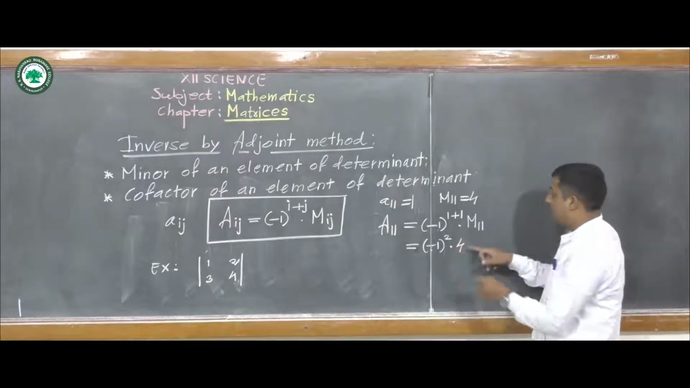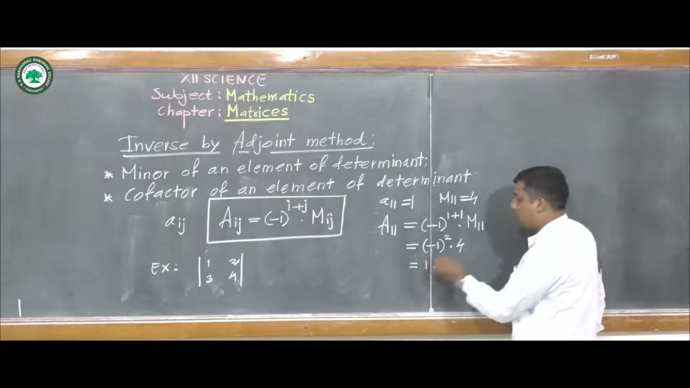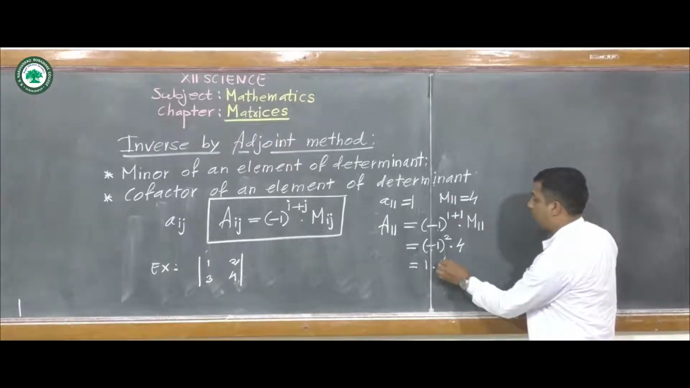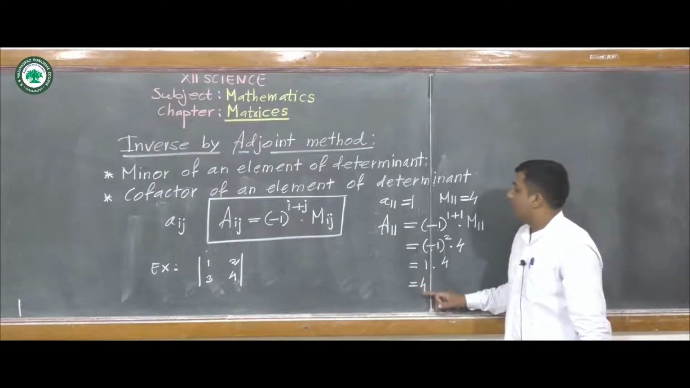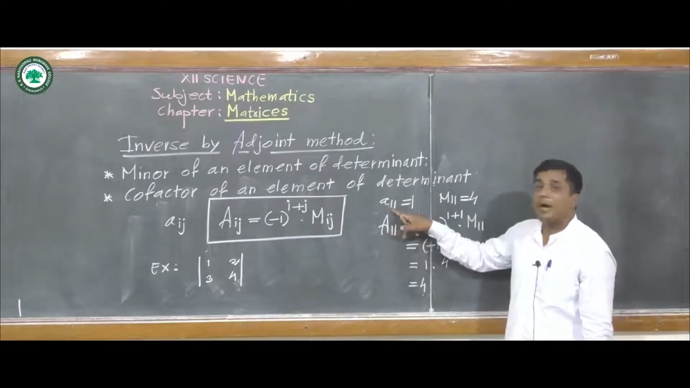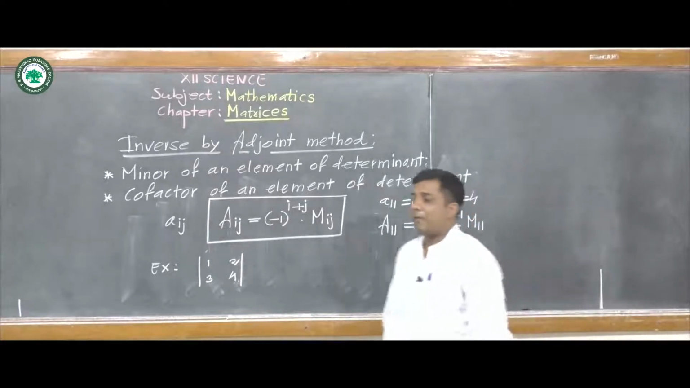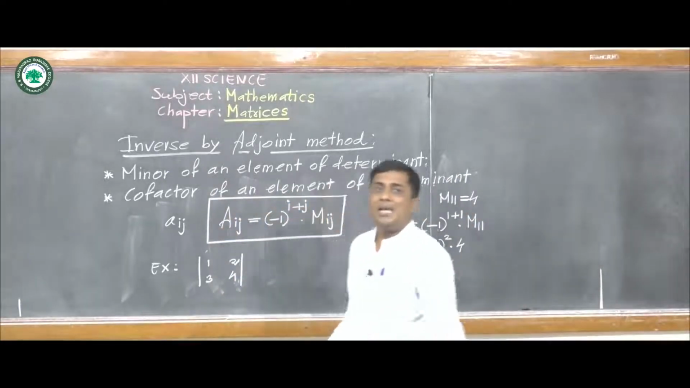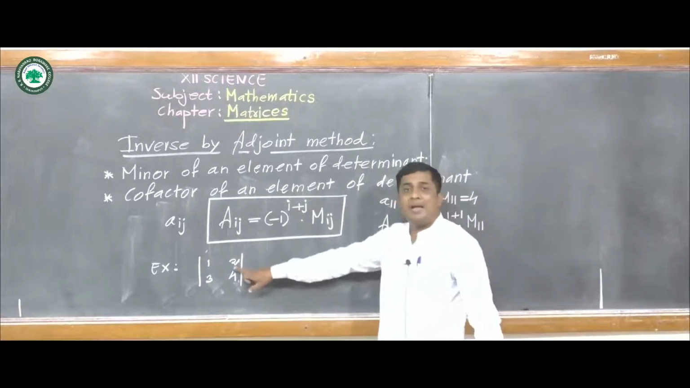So we replace this by 4. We know -1 squared is 1. So 1 into 4, and we know this is 4. So the cofactor of A11 is 4. Similarly, we find the cofactor of each of the remaining elements. Let's go with the second element.